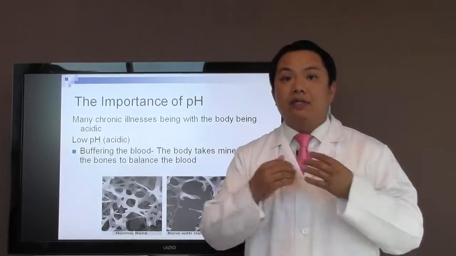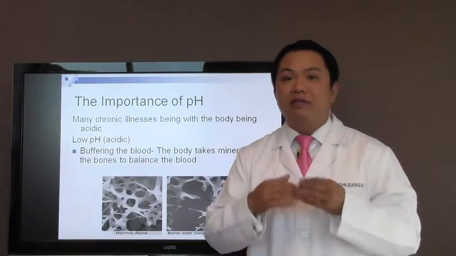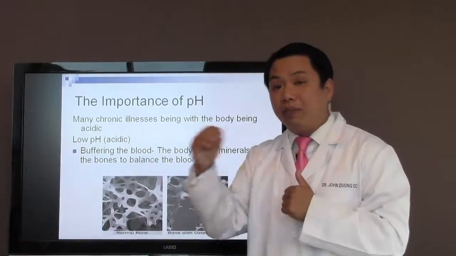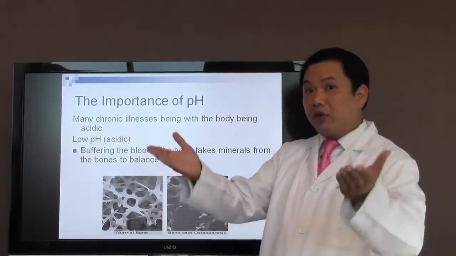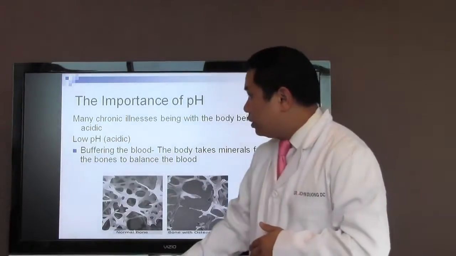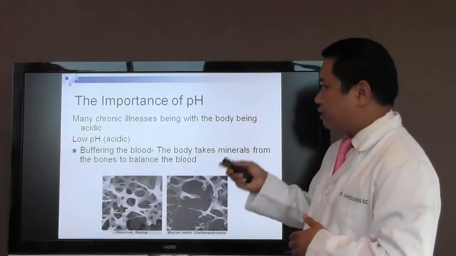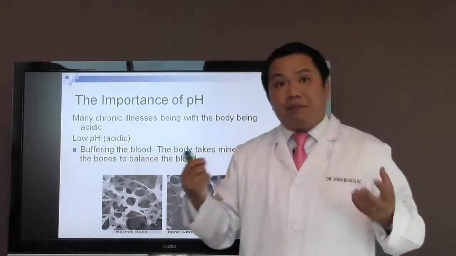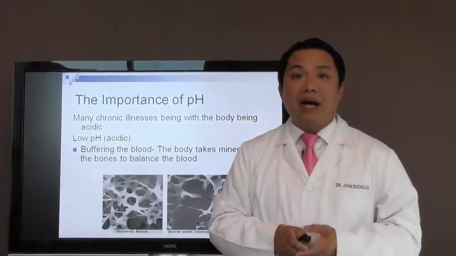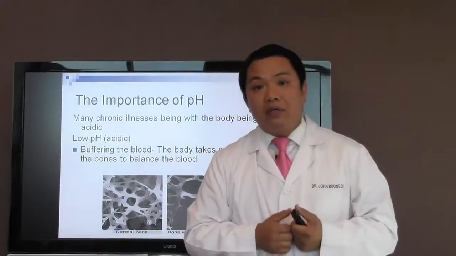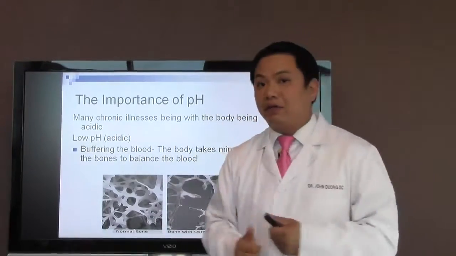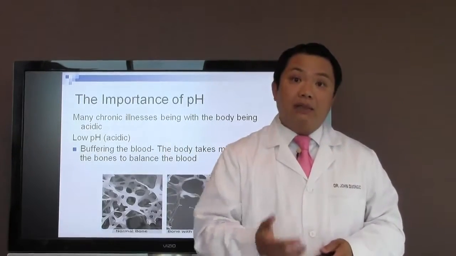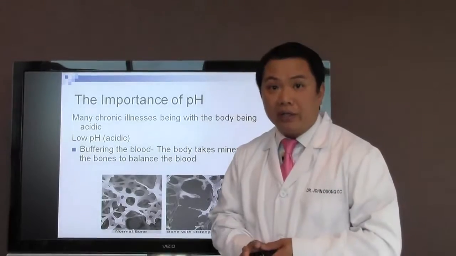All cells need minerals. Our cells need minerals. So that's why I will connect the minerals and the pH. How can you increase the pH later on? Okay, so that's the importance of pH. Buffering the blood. If your body is acidic, what does it do? The body is smart, because what does the body want to do? Keep you alive. So if you are acidic, what do they want to do? They want to take what? Minerals. Minerals from where? From the bones.